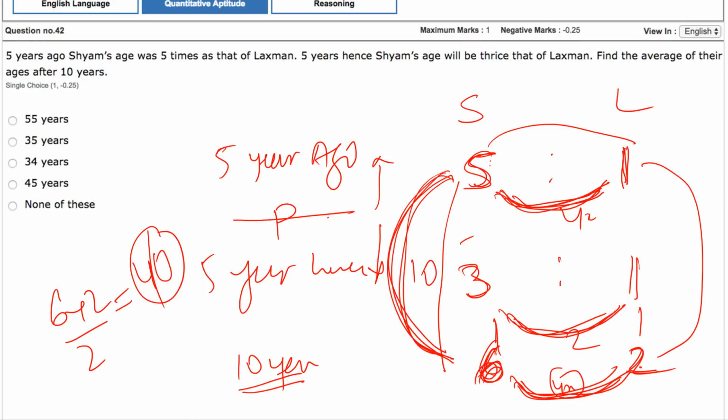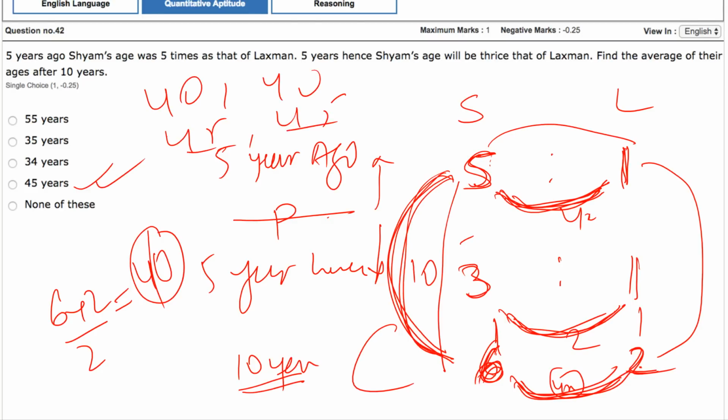But we are asked 10 years from today. So this is 5 years hence, just add another 5. So if the average 5 years hence is 40, then there will be 45. Hence their average will be 45. I hope this is clear. I think everyone has done this. Very good. So Abhishek sir, I think, will be very happy. Very simple question.